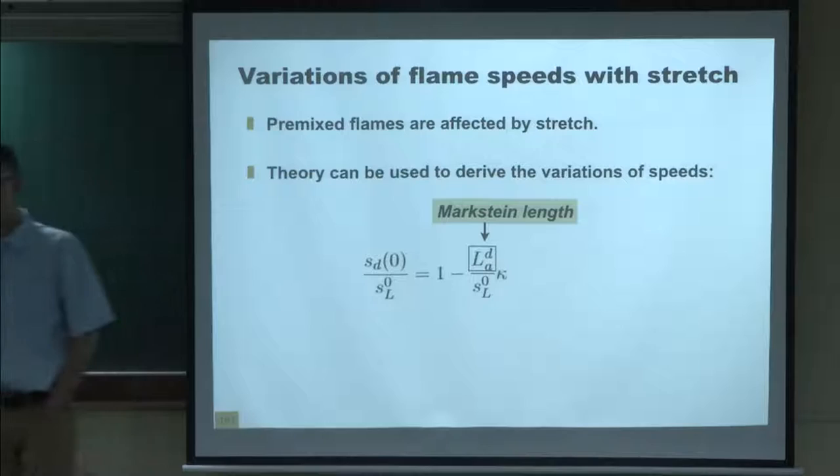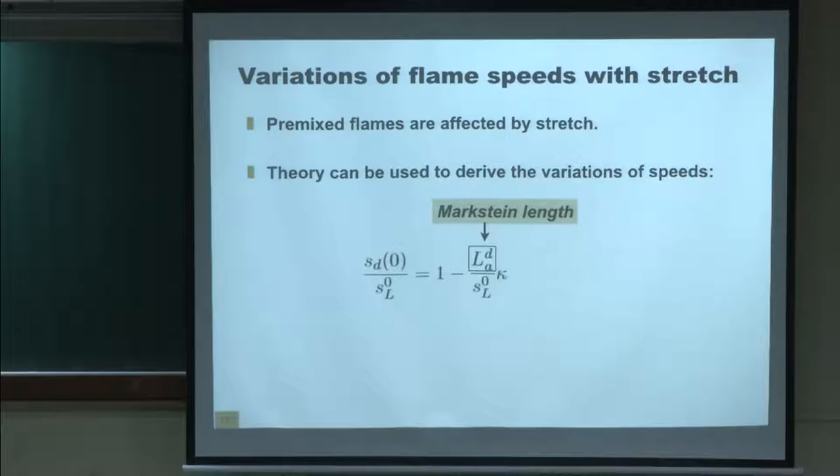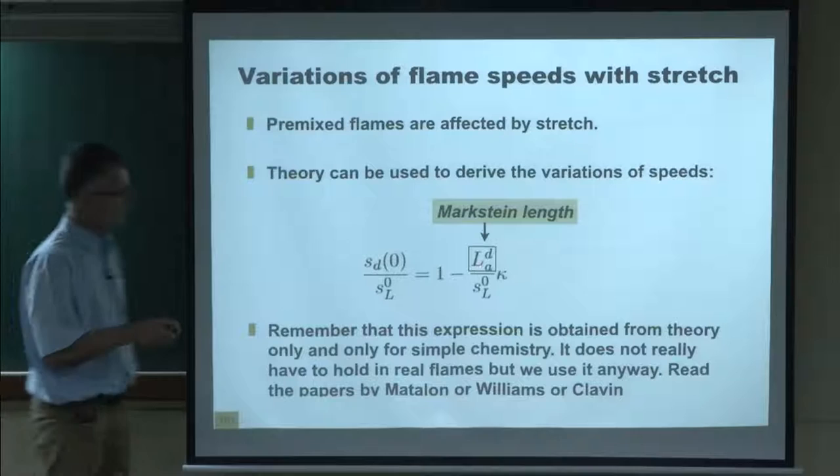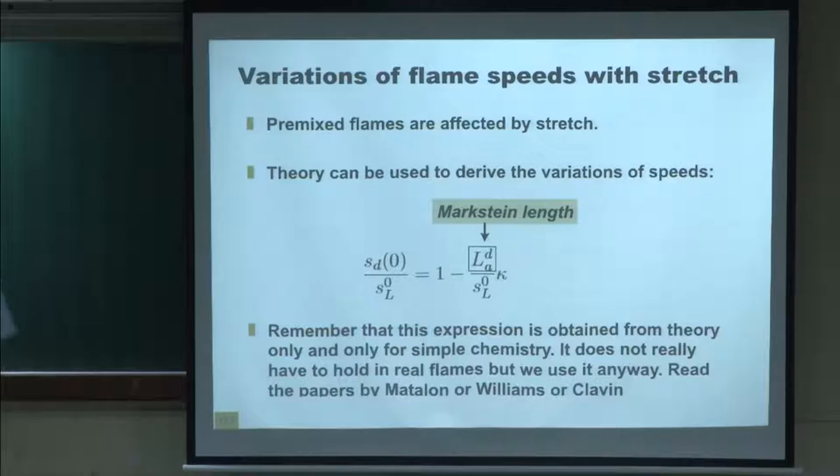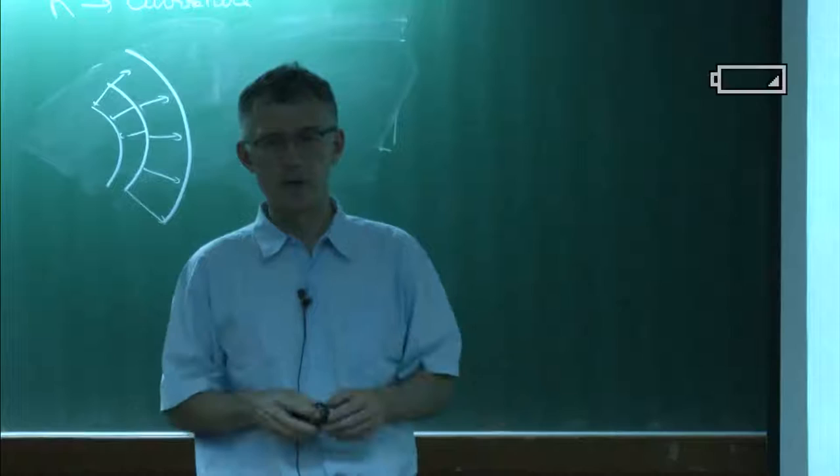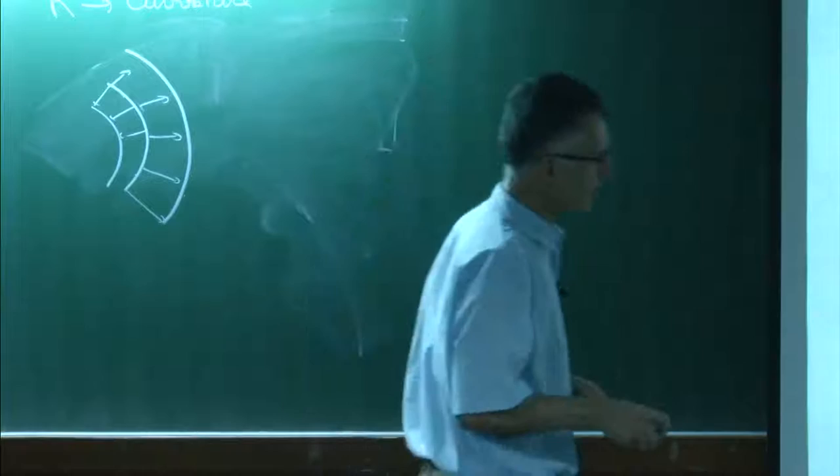And the Markstein length can be computed when the flame is supposed to be single step, etc., a very simple flame. And it's been a field of investigation for a lot of very famous people in our community. And you can read these papers. Matalon probably is the one who has tried to explain, because these papers are impossible to read. You read the first page, and then they go into purely theoretical arguments, and it takes you 2 years to understand. Matalon probably did the best job trying to explain that.